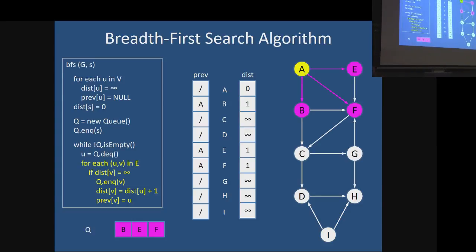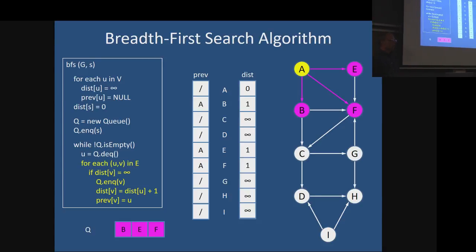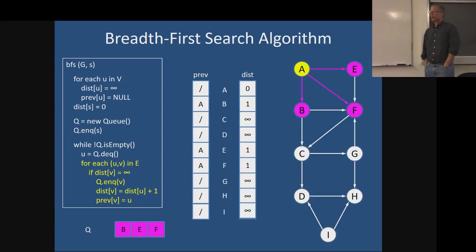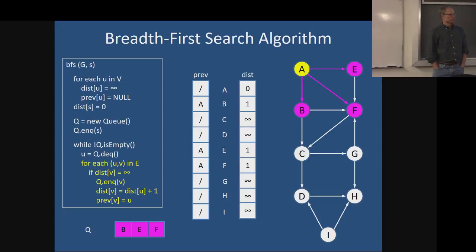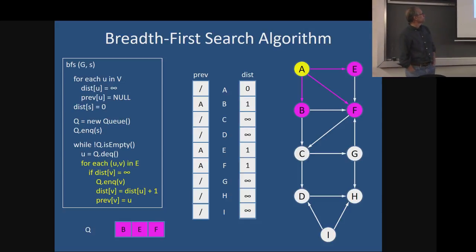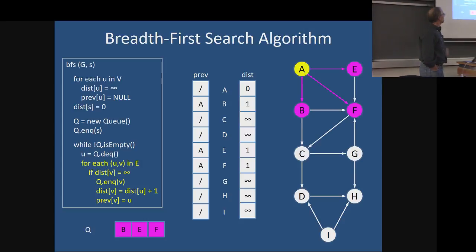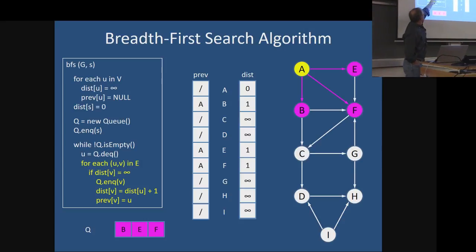Okay? Now, once we have set the distance, in this case to E, F, and B, will they ever change? Okay. The answer is no, but how do we know that? Yeah? There's nothing smaller to replace it? Well, there's nothing smaller to replace it with, but what in the code keeps it from being replaced? Yeah? You're only checking on it if its distance is already set to infinity? Right. This is what stops it.